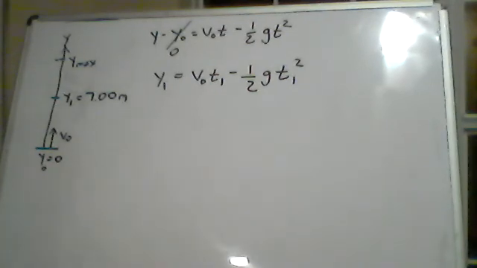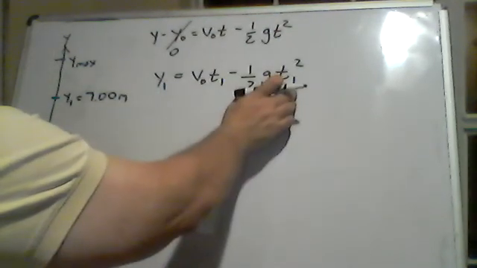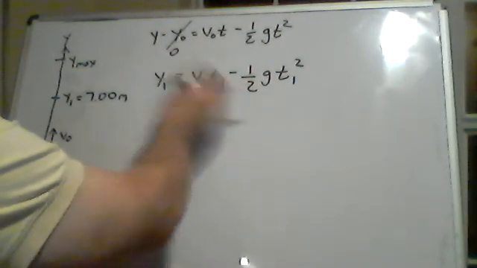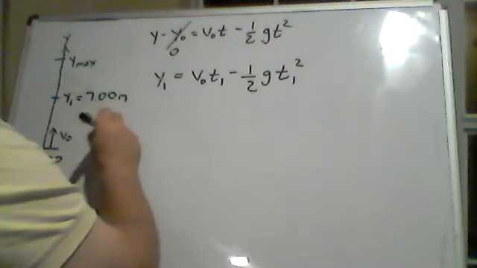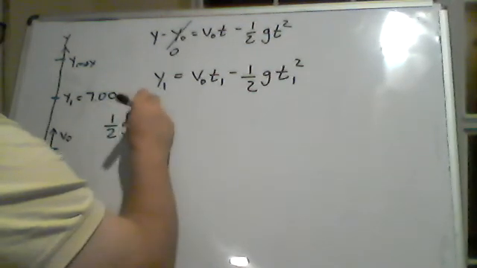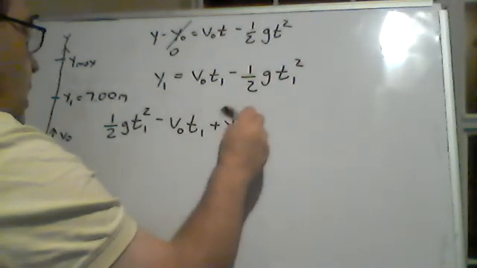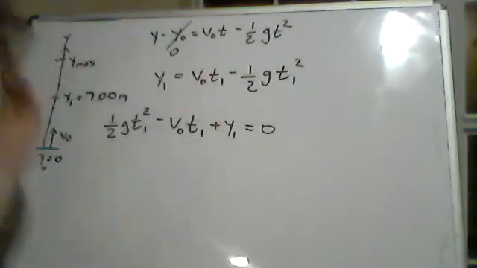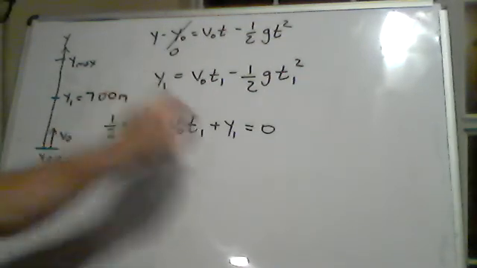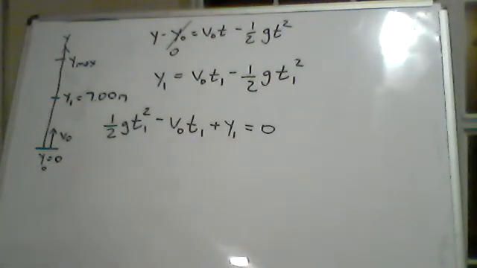All right, so let's set it up to look like a quadratic again. I'm going to throw everything on one side. I'm going to add 1/2 g t1 squared on both sides, subtract v naught t1 on each side, and rewrite this equation as 1/2 g t1 squared minus v naught t1 plus y1 equals 0. I left y1 alone, and basically threw everything on one side and left 0 on the right side. That's all I did. And now, unfortunately, we've got to use the quadratic formula, right?